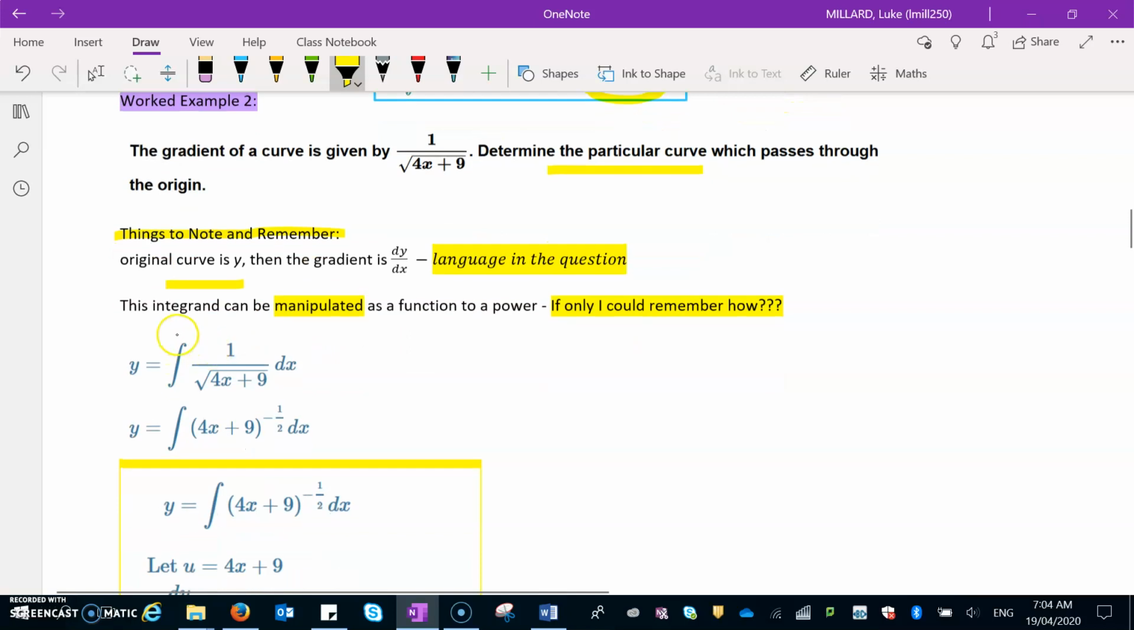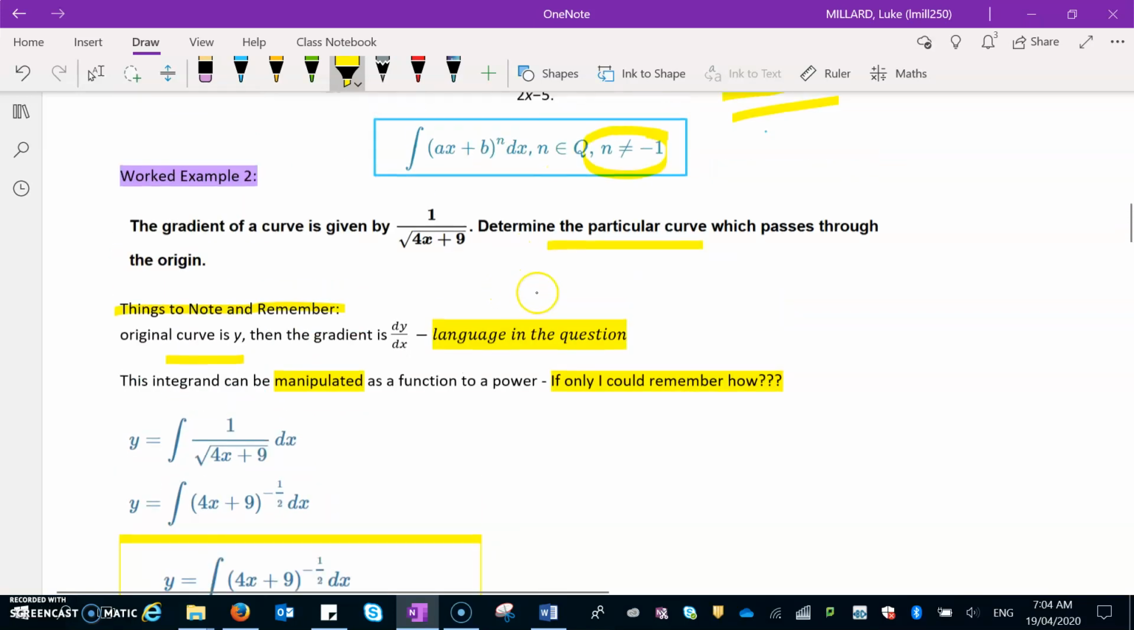What we can actually also do in this particular question, if we wanted to get it to look like a function to a power of something, we can take this 1 over square root of 4x plus 9 and we can manipulate it. Now, if only I could remember how we manipulate these type of functions. One of those particular laws, that's right, index laws. They are a thing. And you might need to revise over that again, but I think I've probably made that joke so many times, you guys know your index laws.